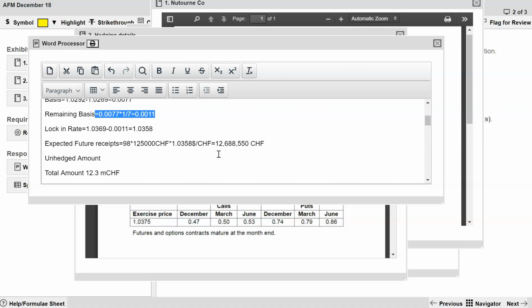And option contracts are not better, but if market moves in your favor, and if the spot rate moves above to the 1.0444 rate, option contracts will be better compared to the future contract.